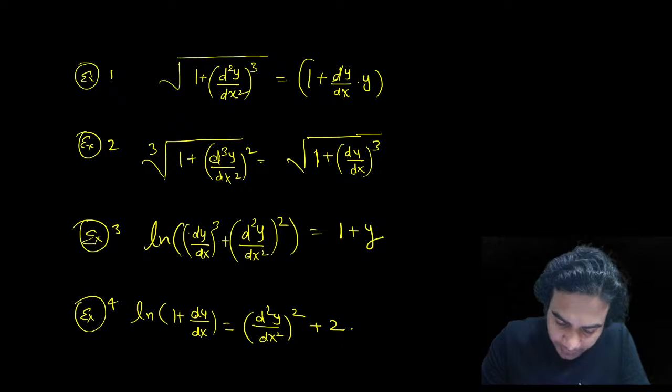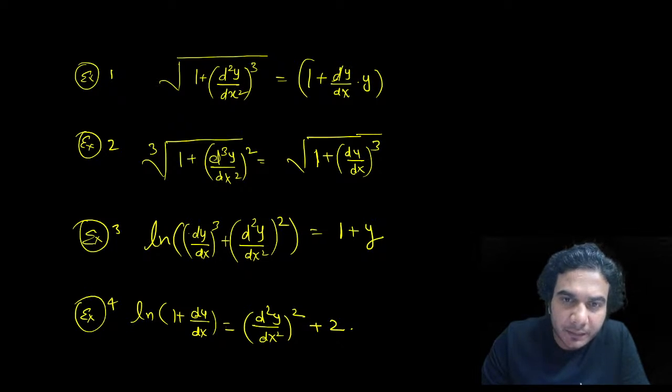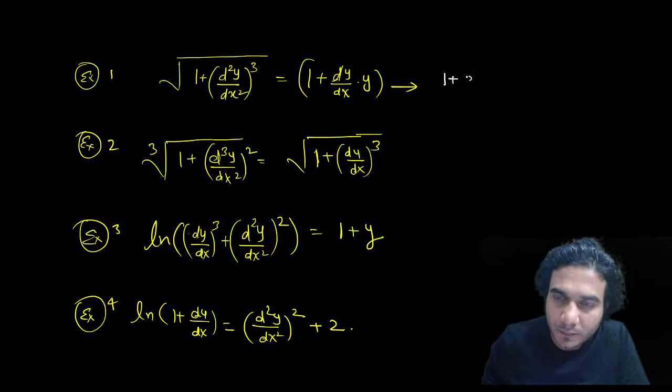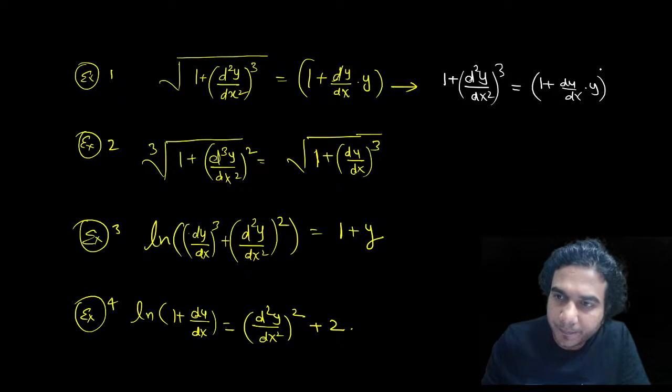3 होगा. Okay, in example 1, your answer is 3. Okay. So see, this is not a polynomial form, but we can express this in polynomial form by squaring it. So if we square it, we'll get 1 plus d2y upon dx2 whole raised to 3 is equal to 1 plus dy by dx into y whole square. Okay. Now it is in polynomial form. So after expressing it in polynomial form, degree is 3.